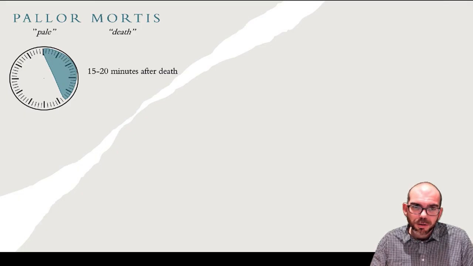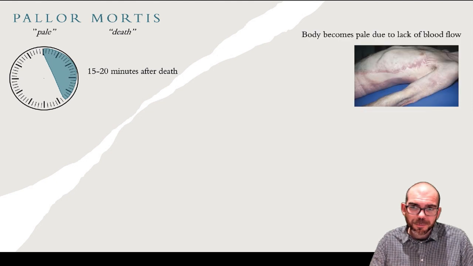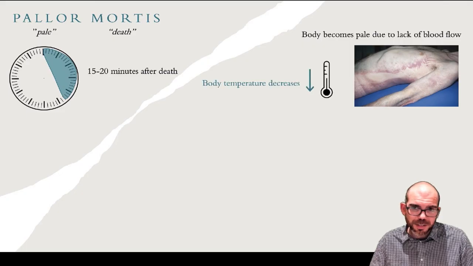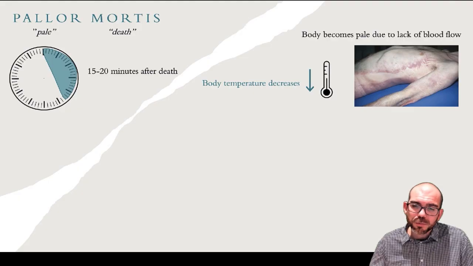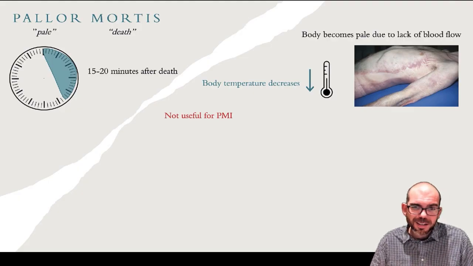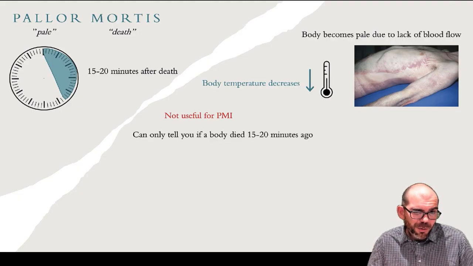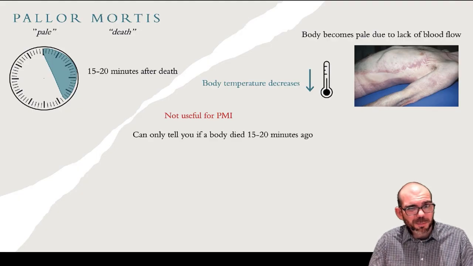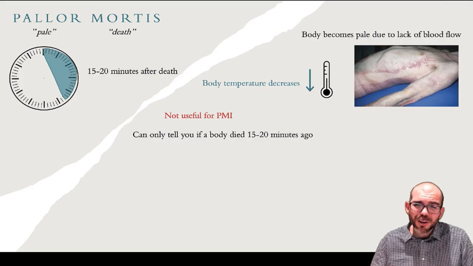Pallor means pale. Mortis, death. This occurs in the first 15 to 20 minutes after death. When this happens, the body becomes pale due to the lack of blood flow. Remember the stoppage stage of death. The body temperature will begin to decrease as well because that oxygen flow isn't helping generate the heat that the body releases. This isn't very useful for determining a PMI because it really only tells you the body died about 15-20 minutes ago. And odds are, if you're an investigator, you're not finding the body that quickly.